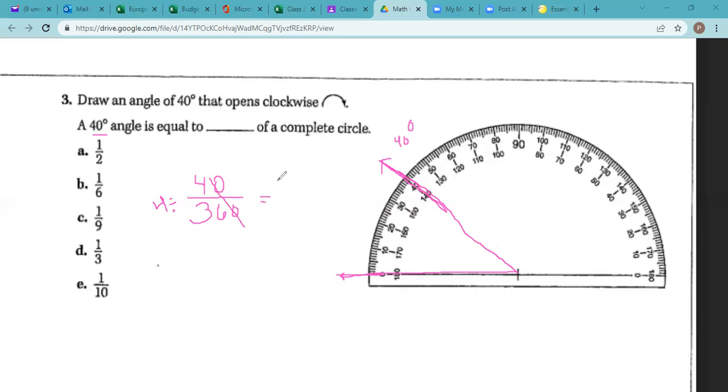All right, so 4 divided into 4 is 1. 4 divided into 36 is 9. So your actual answer for this problem would be C. It'd be 1/9. And that's how you would do that question right there. Okay. All right, next one below.